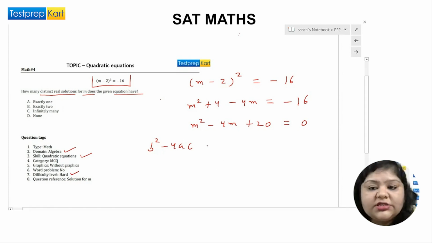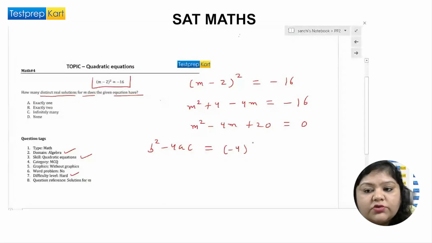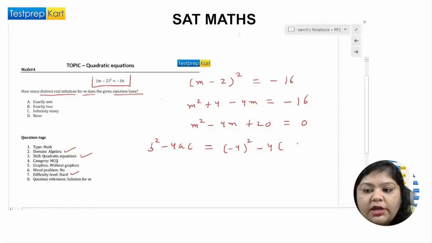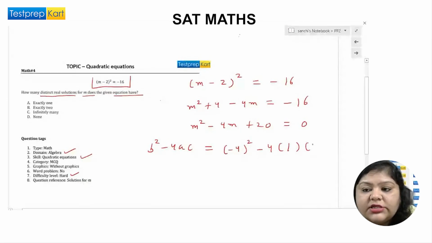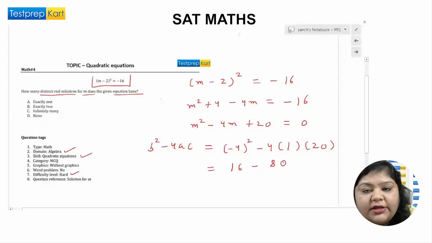Now let's find out our b square minus 4ac. So b is minus 4, so minus 4 square, minus 4 into a. A is 1 and c is 20. Now let's simplify this thing. So it will be 16 minus 80. I'm not going to simplify this further. So 16 minus 80, you tell me it will come as a negative number or not?